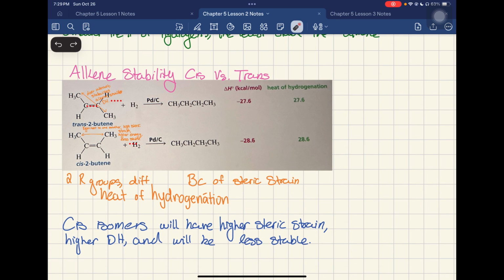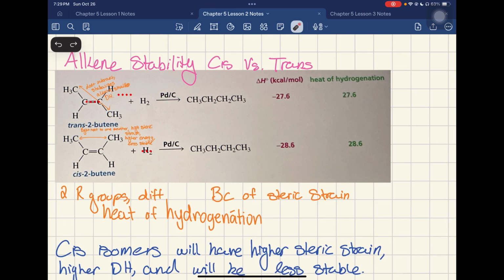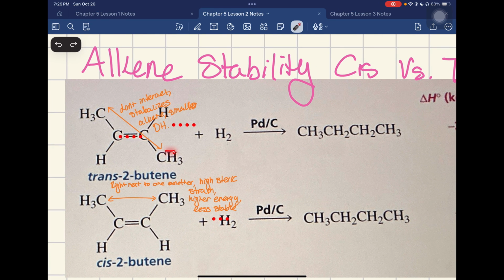So alkene stability in cis versus trans. So here, down here, right, alkene stability, cis versus trans, there are 2 R groups, right? But they have different heat of hydrogenation, and that's because of the steric strain. So in this first one, it's trans, right? They're on opposite sides, and that's what makes them trans. We already went over this.